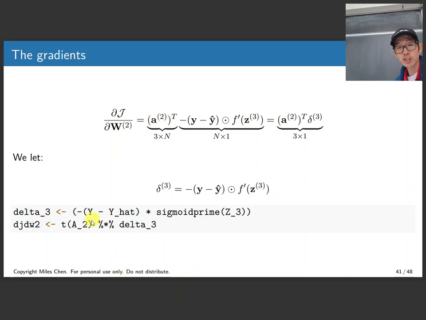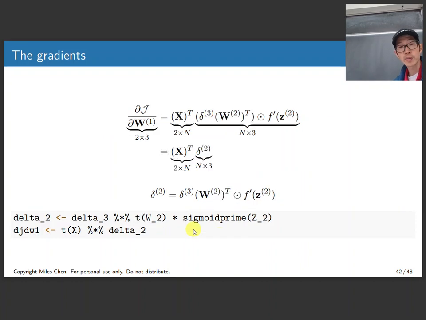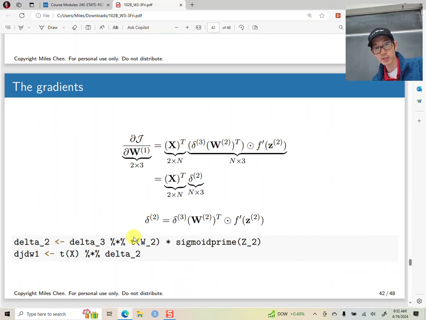Okay, and then dJ/dW2 is you take a2 and you transpose it, and now we're doing matrix multiplication times delta 3. Same thing with this thing. Here, this is delta 3 times W2 transpose element-wise sigmoid f prime z2, and then here I just do X transpose times delta 2. Okay, anyway, you can look over this code, and we'll go over it next week on Monday some more.